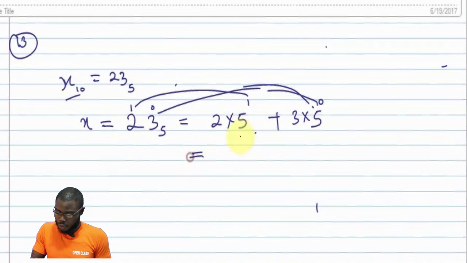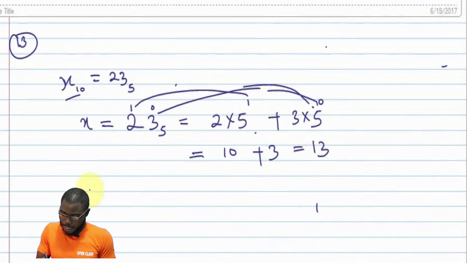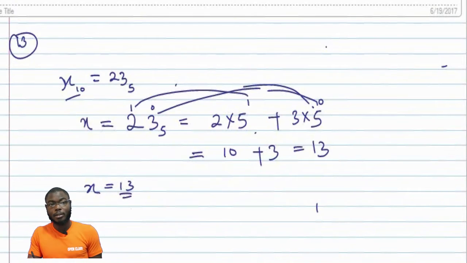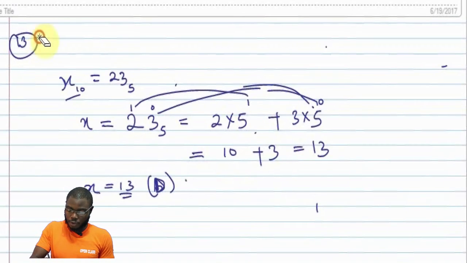So this is going to give us 2 times 5, 10, plus 5 raised to the power of 0. Any number raised to the power of 0 apart from 0 is what? Is 1. So 1 times 3, 3. So this is going to give us 13. So 23 base 5, to base 10 rather, equals 13. If you look at your options, you have A 15, B 12, C 14, and D is 13. All right, D is 13. Let's move to question number 14.